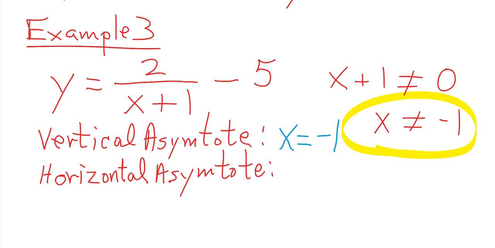an infinitely large quotient, an infinitely large value of y, that value of x is -1, which means we've been pushed to the left by 1 unit. If it wasn't for the +1 right here, then the vertical asymptote would be at x equal to 0, okay? But now it's at x equal to -1, okay?